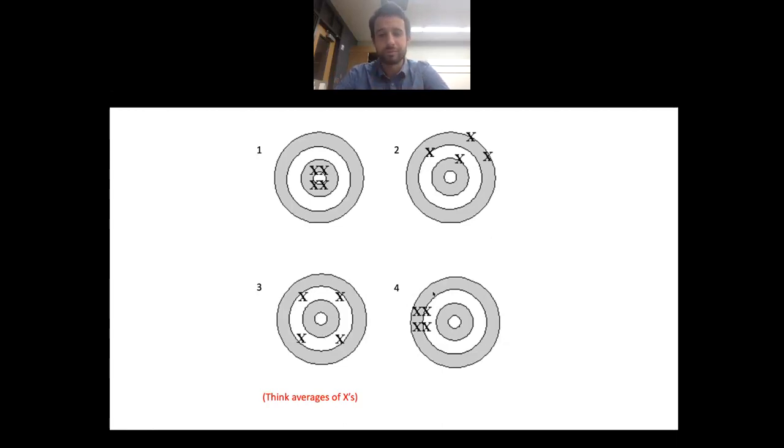Okay, for the first one, this one is accurate and precise. These X's are all close to the center, and they're all close to each other. So accurate because they're all close to the center, precise because they're all close to each other. For the second one, it's neither. It's not accurate and it's not precise. These X's are not close to each other, and the average of the X's, they're not close to the center.